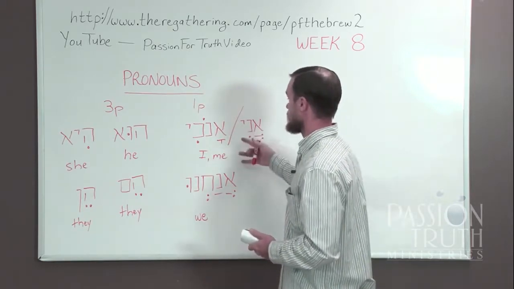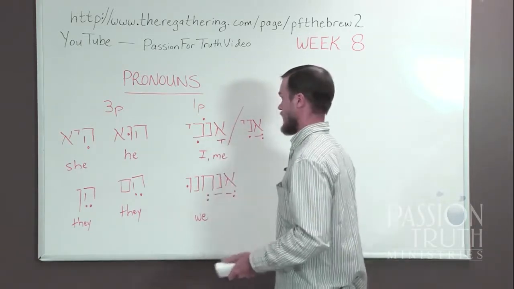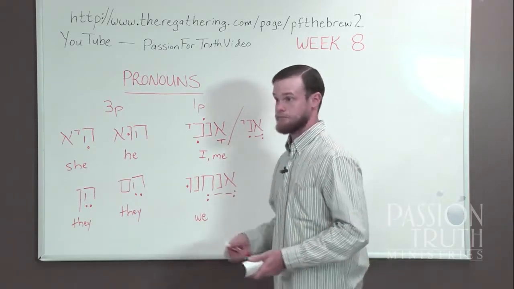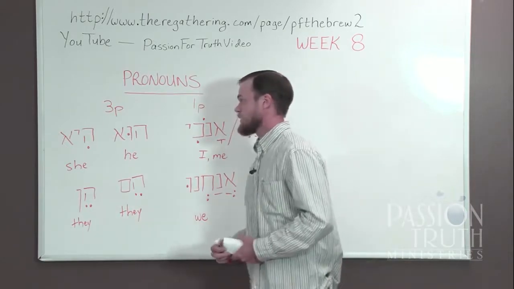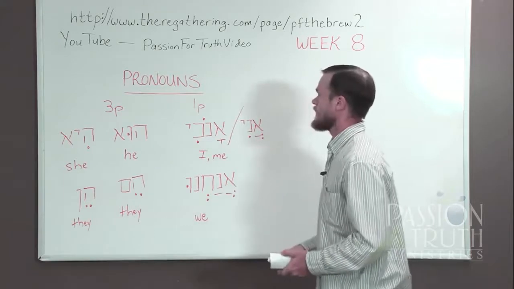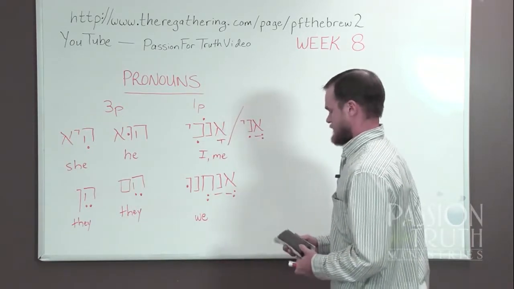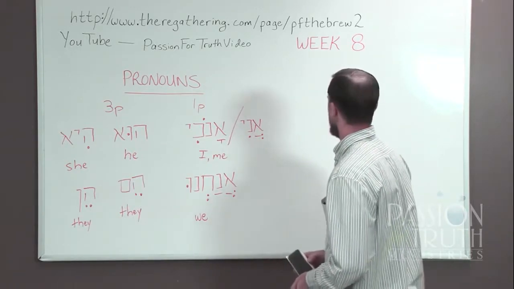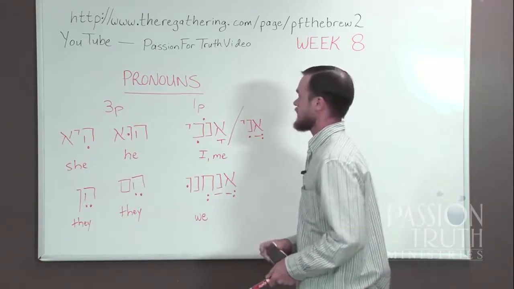But anyway, in the first person, there's no distinction in gender. A man or woman can say Anochi or Ani. A group, whether it's men, women, or mixed, says Anachnu. So in the first person, there's no gender distinction. In the third person, there is. All right, so this week we will talk about the second person pronouns.